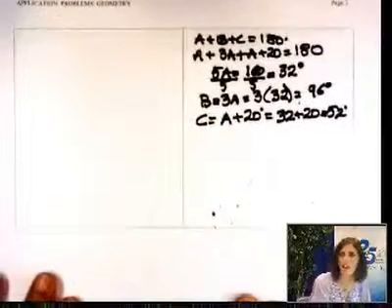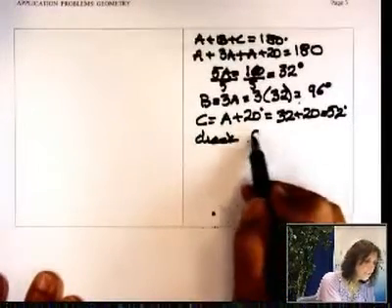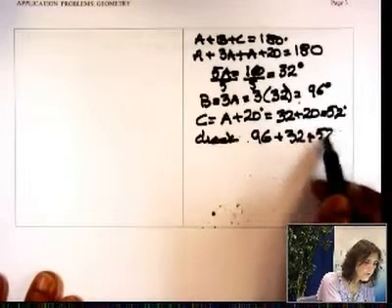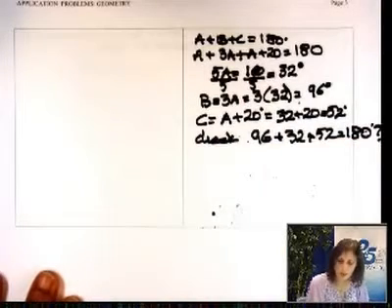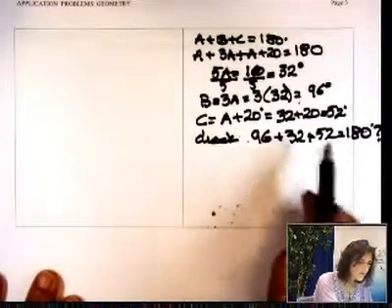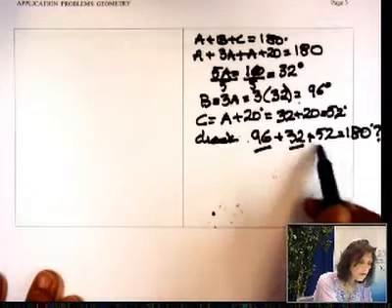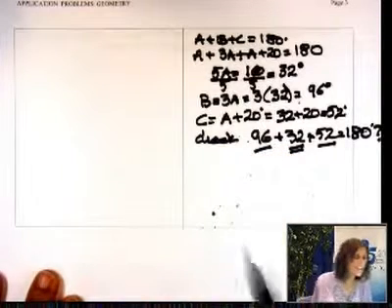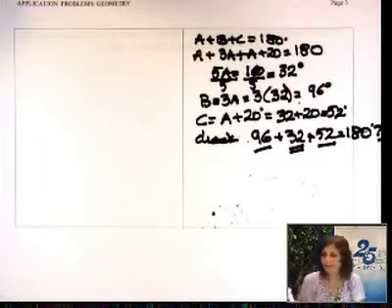And let's check. What is my reality check? So I have 96 plus 32 plus 52. Is that 180? Yeah, that works. Is B 3 times A? 32 to 96, yes. Is this one 20 more than that one? Yes. Check. Very good.